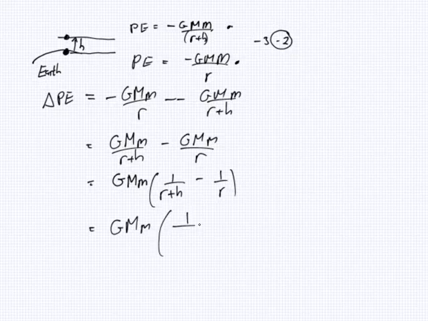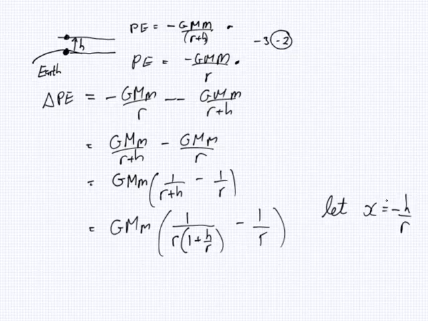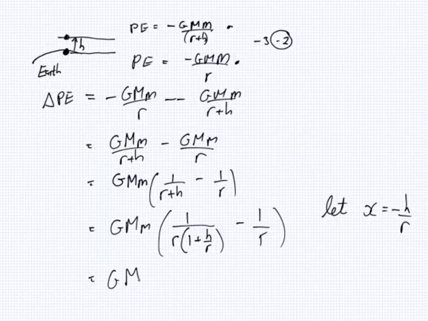Well, what I mean by that is I'm going to take out the r. So I have r(1 + h/r) minus 1 over r, like that. I just took the r out here. Now I'm going to say let x equal minus h over r. It's just a substitution, nothing fancy. So this becomes GMm, 1 over r(1 - x) minus 1 over r.